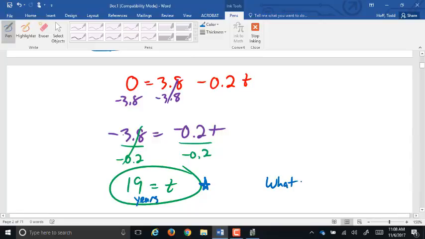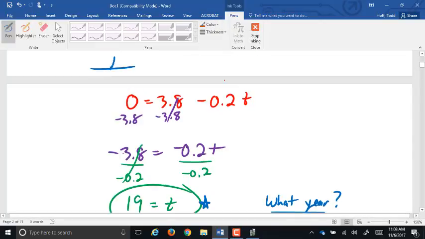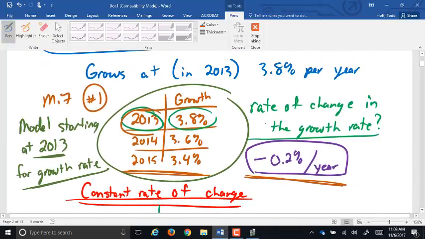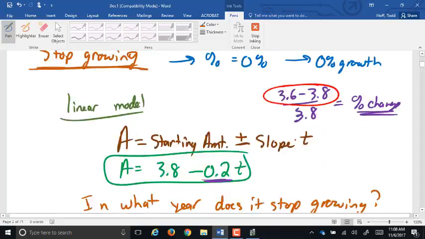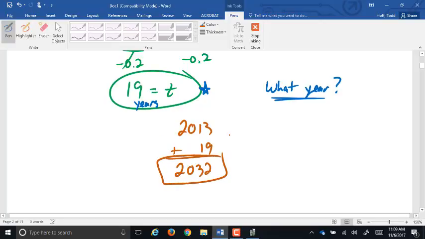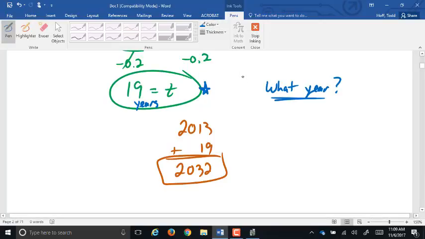But remember, the question was, what year? So one big thing is to always remember to go back and make sure you've answered the question exactly. 19 years from, remember the starting year was 2013. Perfect, 2032. So that was just 2013 plus the 19 years. So 2032 is the year at which this stops growing.